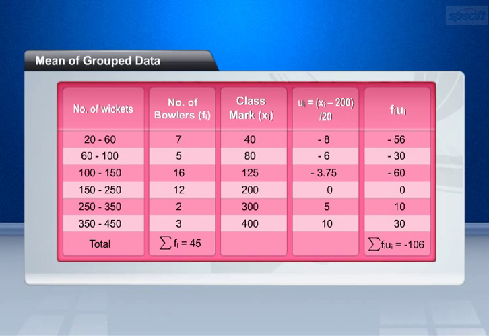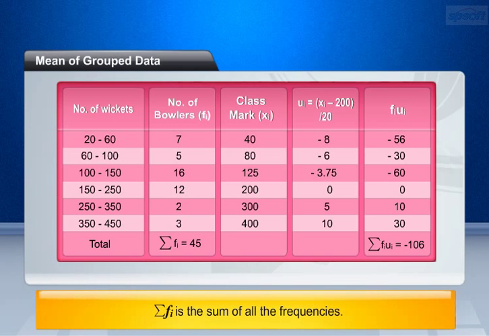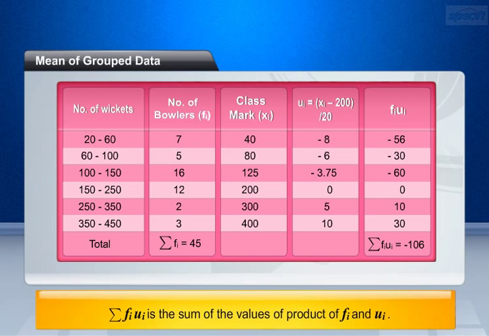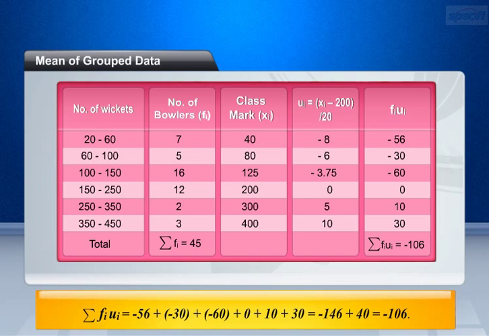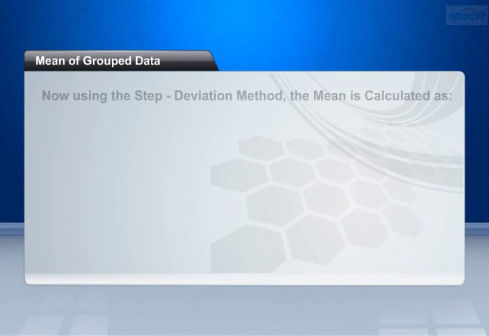After calculating ui and the product of fi and ui, it is shown in the table. Now let us find sigma fi and sigma fiui. Sigma fi is the sum of all the frequencies, that is, sigma fi equals 7 plus 5 plus 16 plus 12 plus 2 plus 3, which is equal to 45. Sigma fiui is the sum of the values of the product of fi and ui, that is, sigma fiui equals minus 56 plus minus 30 plus minus 60 plus 0 plus 10 plus 30. This is equal to minus 146 plus 40, which is minus 106.